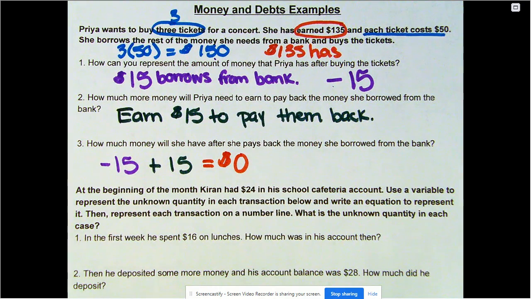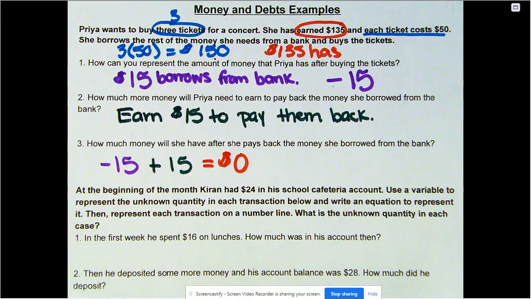Okay, so she doesn't owe the bank anything after she pays them back, unless they did interest, but that's going into a different grade level and a different topic. So she is going to have $0 if she only earned enough, obviously, to pay them back. So she's going to have $0 in her bank account after that.